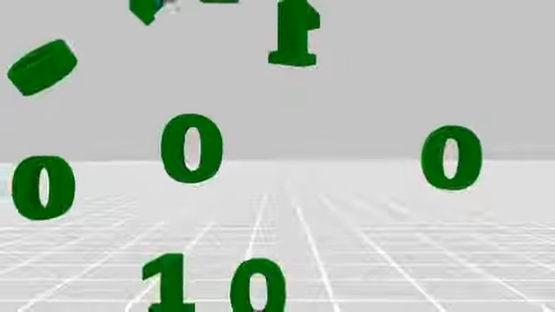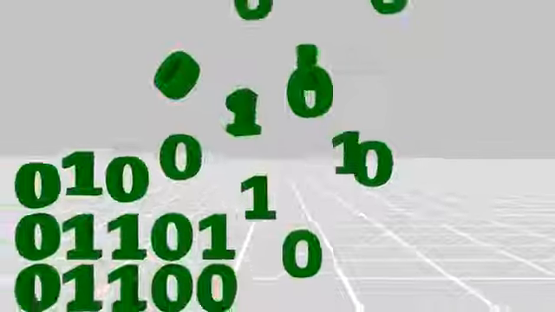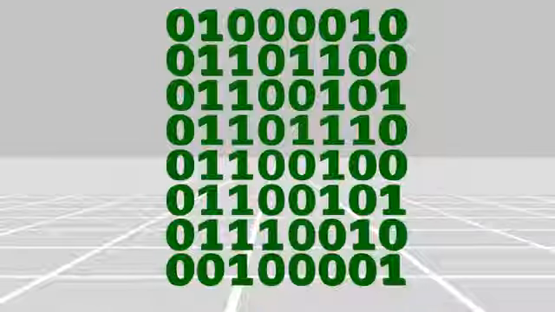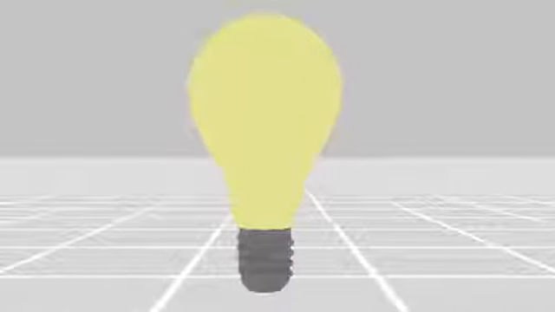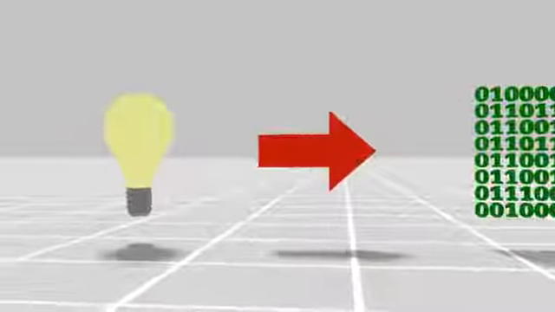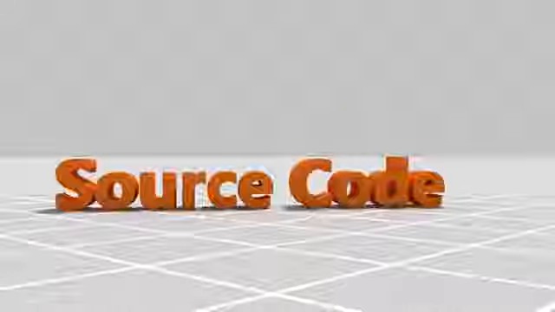A computer program, otherwise known as software, is made up of ones and zeros. This is known as binary, and it is the only thing that the computer understands. So how do we get from an idea to the finished software? Writing the binary yourself would be slow, tedious, and take way too long. Instead, we'll use something called source code.